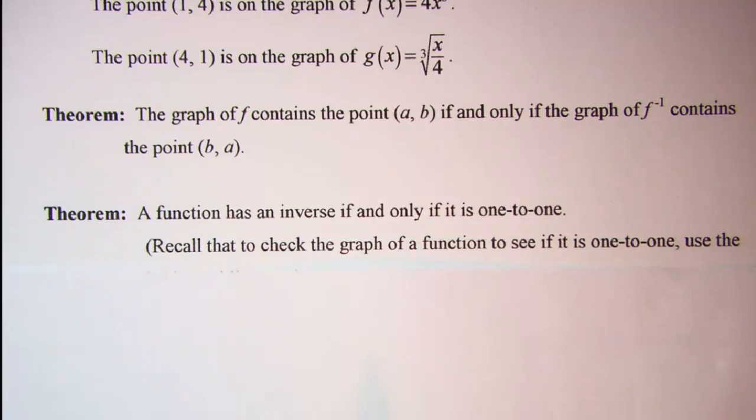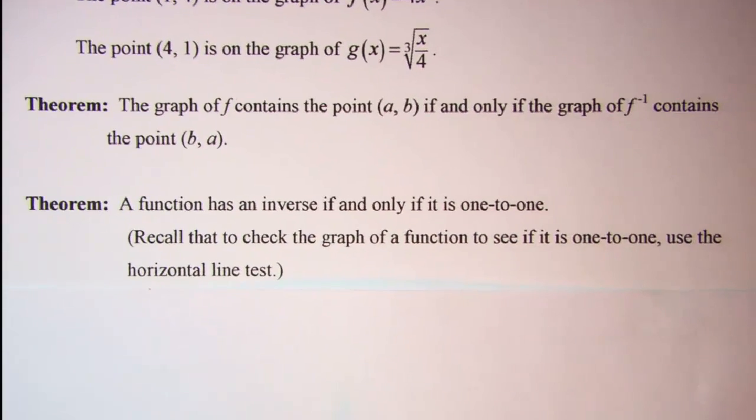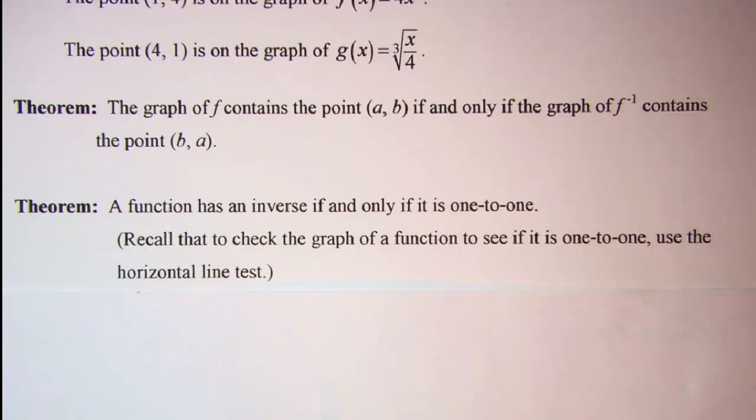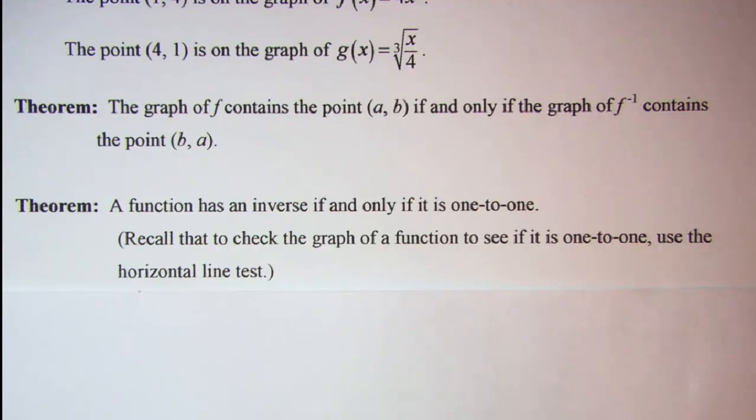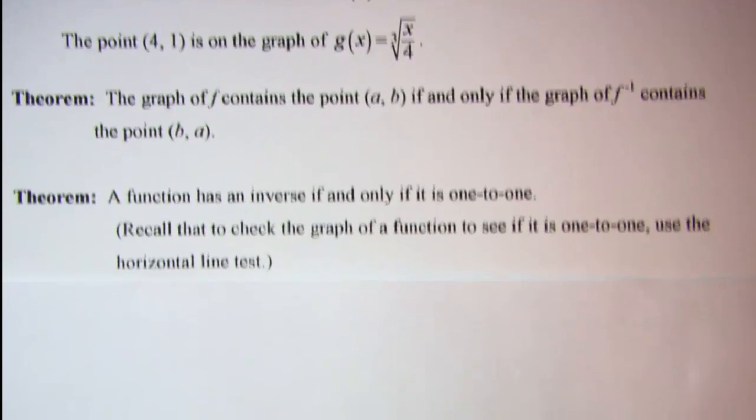Another theorem: a function has an inverse if and only if it is 1 to 1. And recall that in order to check to see if a function is 1 to 1, you use the horizontal line test. So you pass a horizontal line across the graph of the function, and it can only intersect the graph in one spot for each horizontal line.